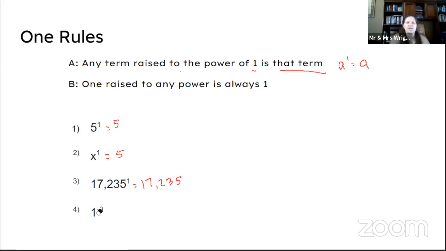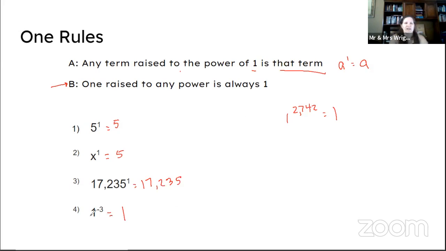All right, 1 to the -3. This gets into our second part of the 1 rule here. 1 raised to any power is always 1. So 1 raised to the power of -3 is 1. 1 raised to the power of 2,742 is 1. Because 1 times itself, times itself, times itself, it doesn't matter how many times you multiply, it's just going to be 1.